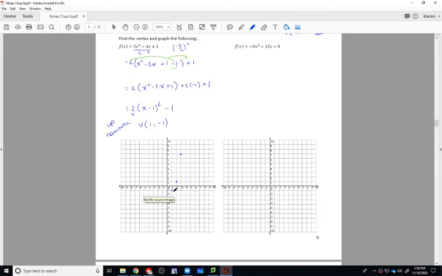And then I could try to go over 3 and up 9 times 2 is 18, but it's not going to fit on the grid. So then I can copy these points over to create that symmetry. And then there's my beautiful parabola.